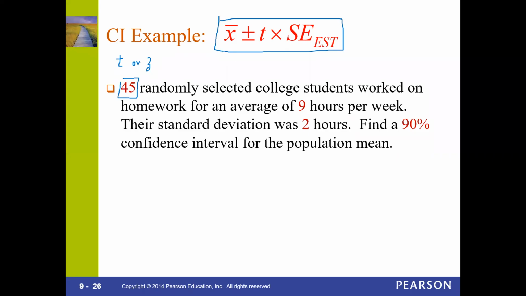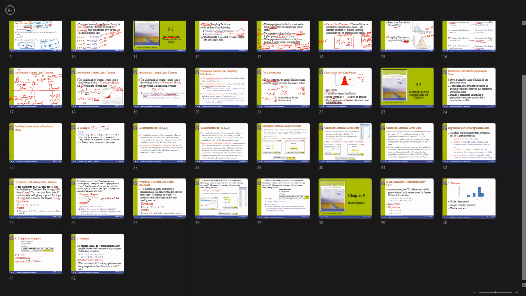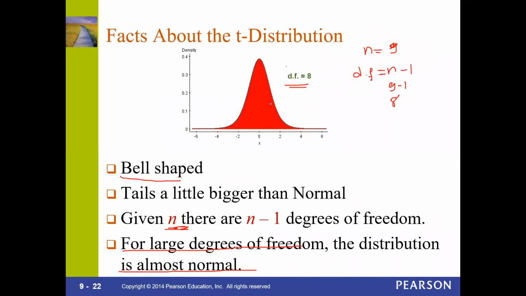Let me just remind you quickly what we spoke about last time. Last time we spoke about something called the degree of freedom. If your sample size n is equal to 9, your degree of freedom will be 8. This is to account for the error because it's a small sample. For a small sample you have to use the t-distribution, and then account for the error with the degree of freedom.